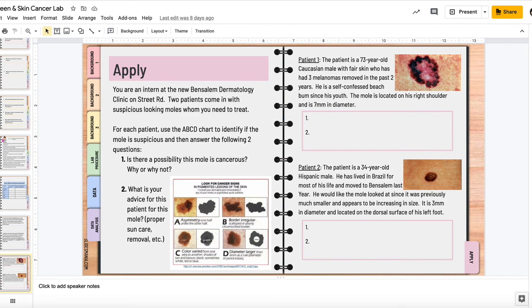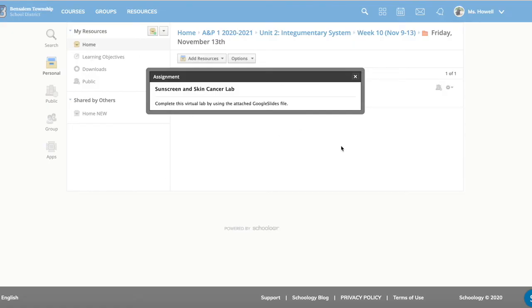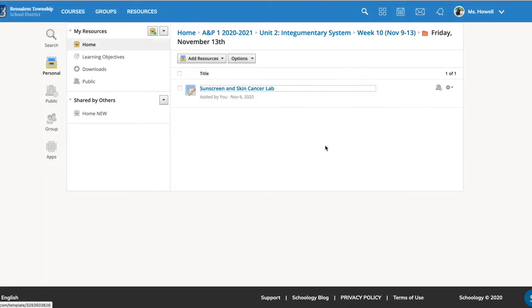When you are finished that, you're going to need to submit your lab to me, and that will be it for today. If you have questions for doing anything with the lab, please don't hesitate to let me know.